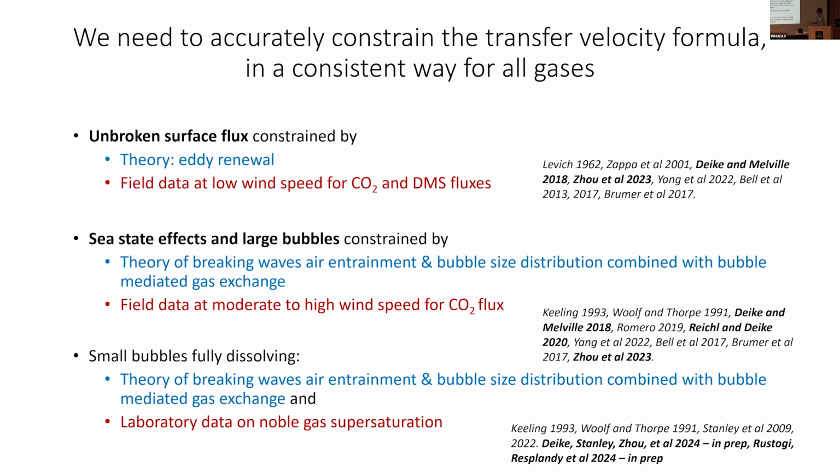And then I'm going to apply this to CO2 and oxygen by implementing these formulations into a global ocean model and discussing some impact. And the point is that for each of these steps, you're going to use different types of data. So if you want to constrain the flux of an unbroken surface, then you're going to use a high solubility gas, and you're going to be able to use either lab or field data. If you want to constrain the large bubbles, you're going to have to use CO2 fluxes. And then if you want to constrain the small bubbles, then we're going to use noble gas supersaturation data from Rachel. So that's the plan.